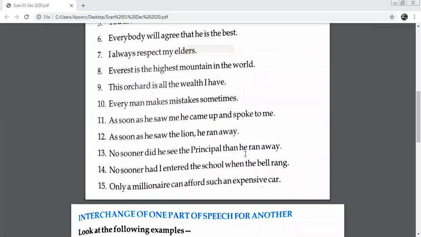Not everyone can afford such an expensive car. Not only a millionaire can afford such an expensive car. Again, you have changed the meaning, Devansh. Only a millionaire can afford such an expensive car.